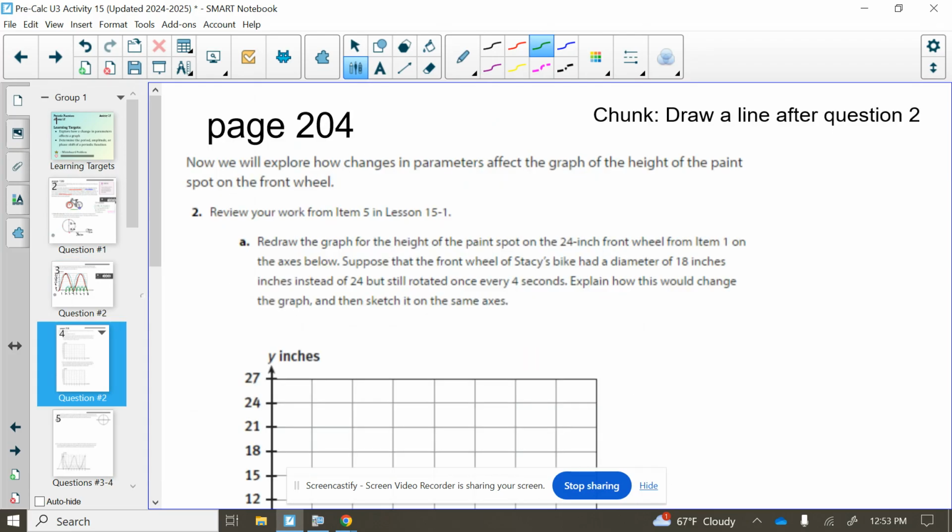Now if we skip to page 204, we see in 15.2 that they are asking us to start affecting different parameters. For instance, what happens if the height of this wheel goes from being 24 inches every 4 seconds to only 18 inches? What would happen?